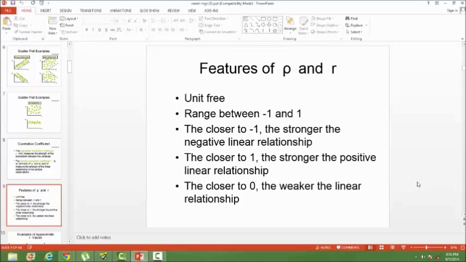If it lies closer to -1, then there is a strong negative linear relationship. If it lies closer to +1, then there is a strong positive linear relationship between the two variables. If it is close to 0, then there is hardly any relationship, or we can say that the correlation is very weak. There is absolutely no correlation if the correlation coefficient is 0.